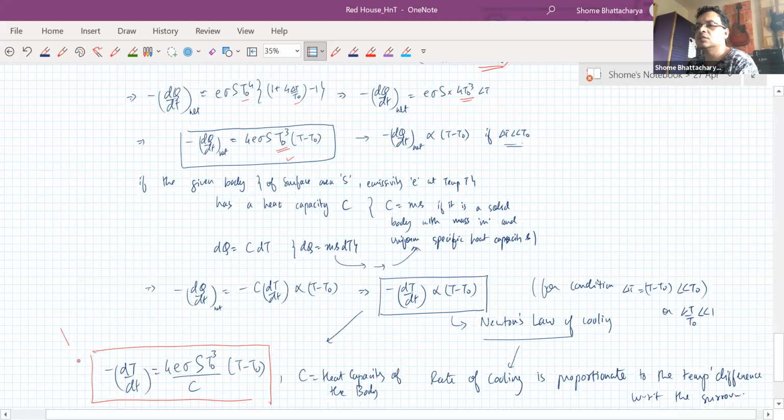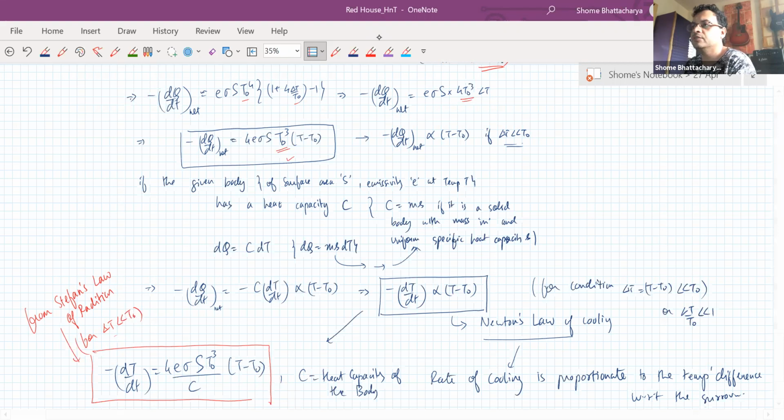Okay. So this is from Stefan's law of radiation, but using the approximation for the condition that delta T is small compared to T naught. Okay, if this condition is not satisfied, the equation will be slightly different. Instead of that 4 T naught cube into that factor, you will have T to the power 4 minus T naught to the power 4. So in general, we cannot say rate of cooling is proportional to temperature difference.